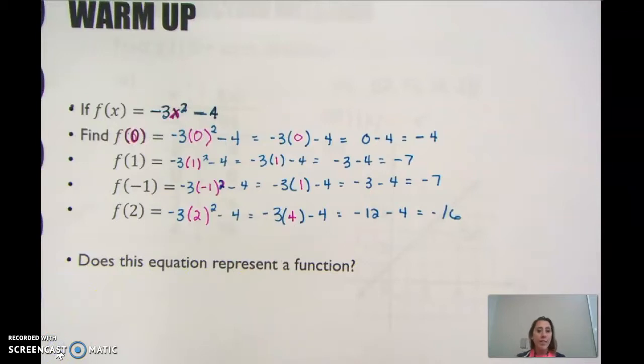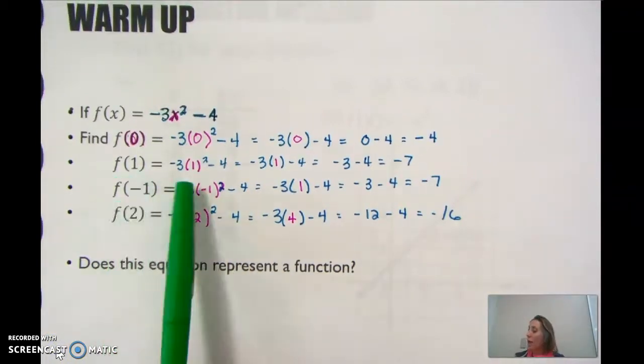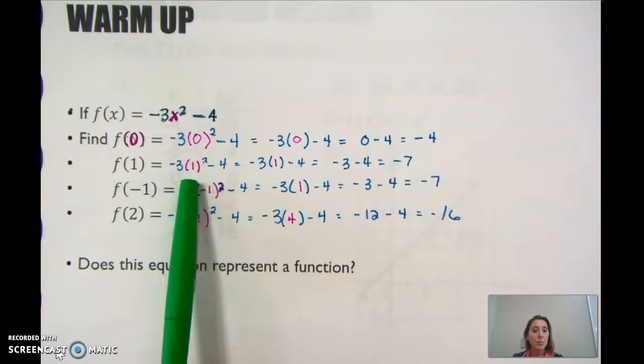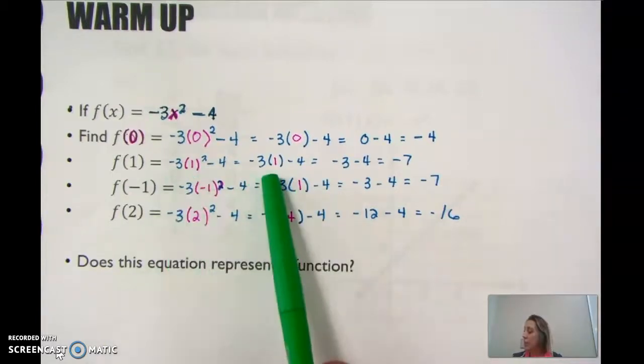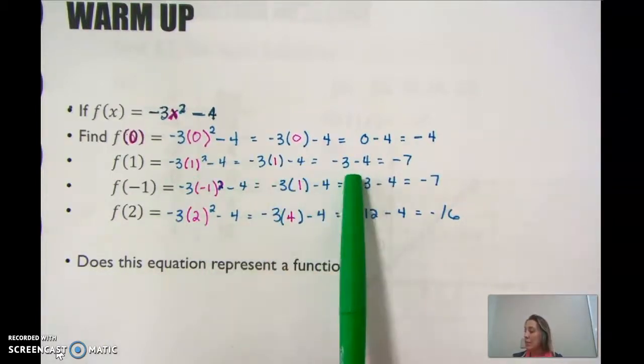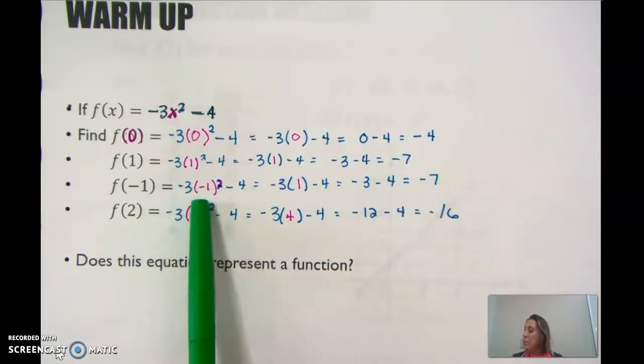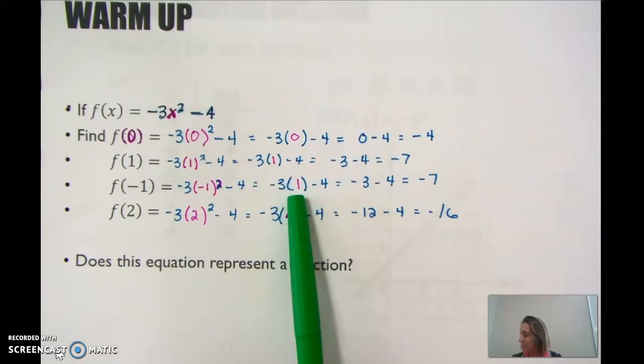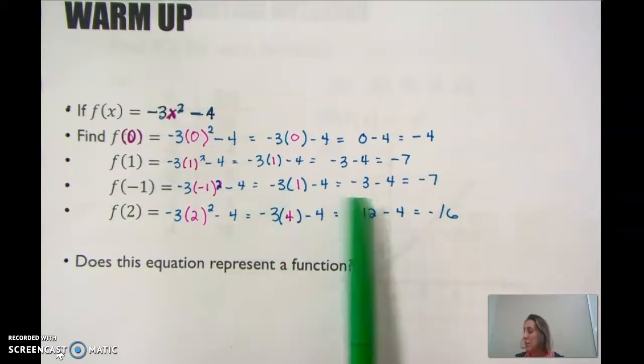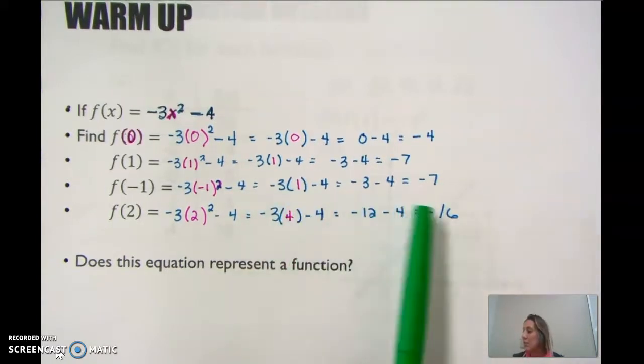So now I have that. So for f of 1, I plugged in a 1. I did 1 times 1 is 1. I got -3 times 1 minus 4. -3 minus 4 is -7. I did -1. So -1 times -1 is a +1. -3 times +1 is -3. -3 minus 4 is -7.